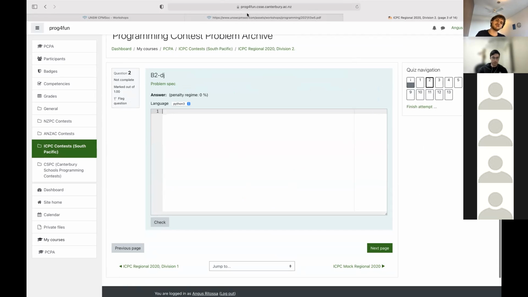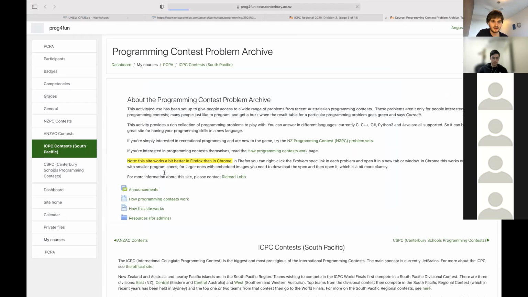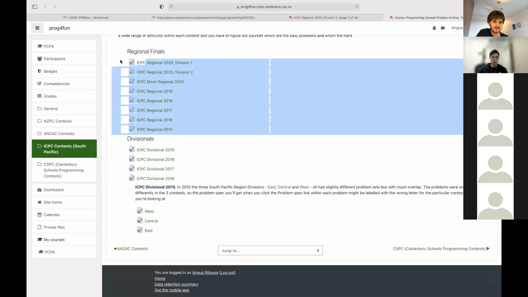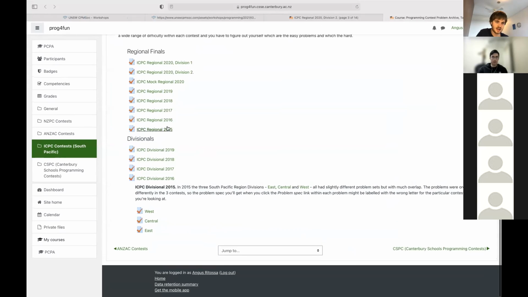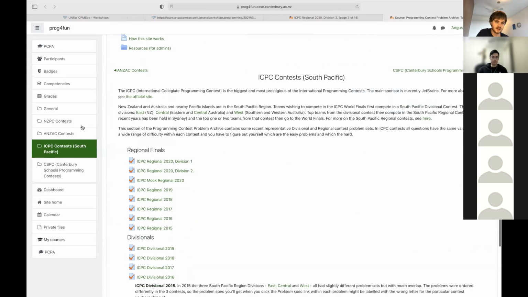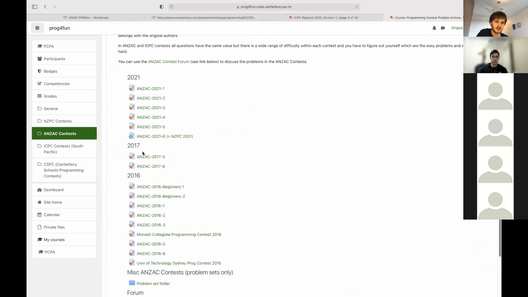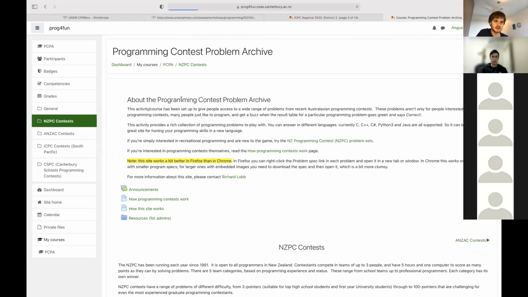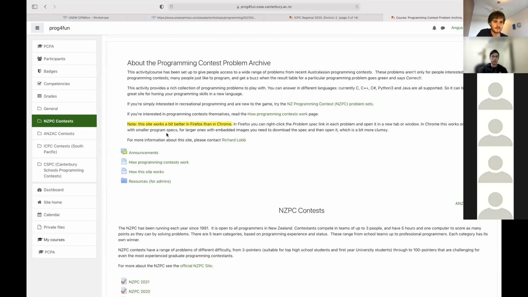We're not focusing on that too much here in the interest of time, but if you want to solve in your own time, they have so many past problems for every year, essentially going back 5 years or so. They also have Anzac rounds, and it's from the University of Canterbury. And so they have the New Zealand contests too.